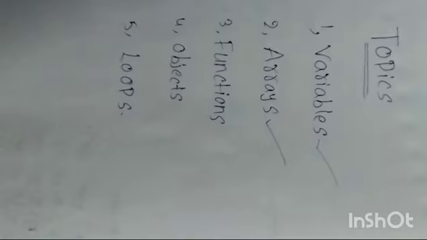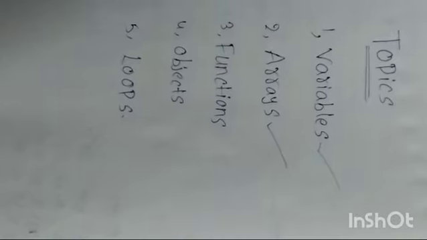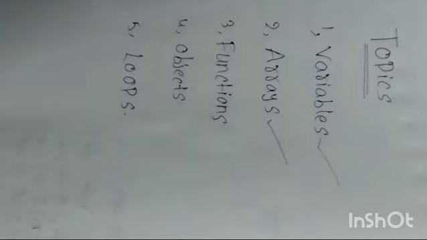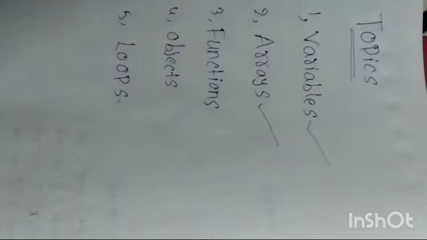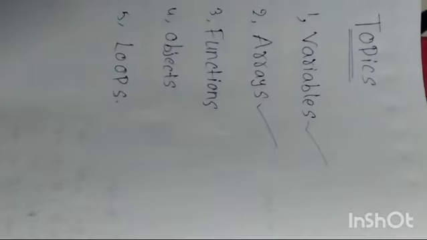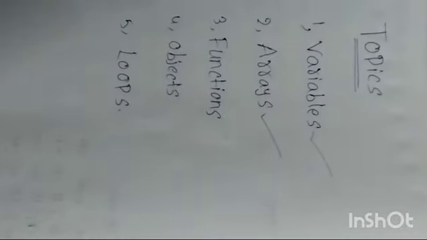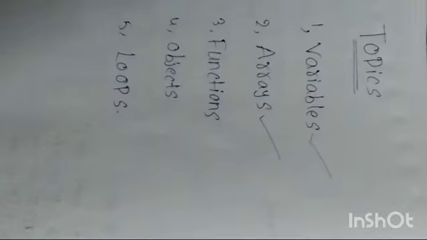Let us see some topics in JavaScript: variables, arrays, functions, objects, loops. Let us see variables. A variable is a storage location identified by a name that holds data which can be manipulated during program execution. Variables are fundamental to programming because they allow us to store and manage data dynamically. Let us see some sample code on variables.